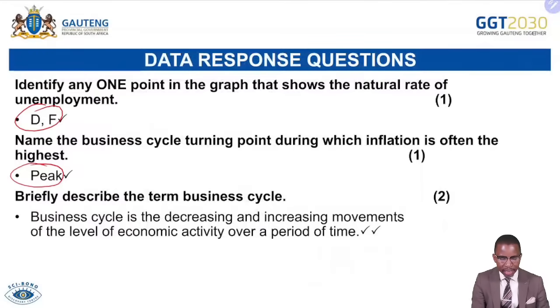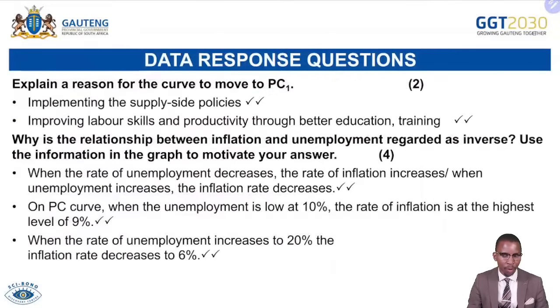Business cycle is referred to the decrease and increase in economic activities, or fluctuation of economic activities, or upswings and downswings, or expansion and contraction of economic activities over a period of time. We continue. Explain the reason for the shift of the Phillips curve from PC to PC1. Then implementing supply side policies. Improving labor skills and productivity through better education and training.